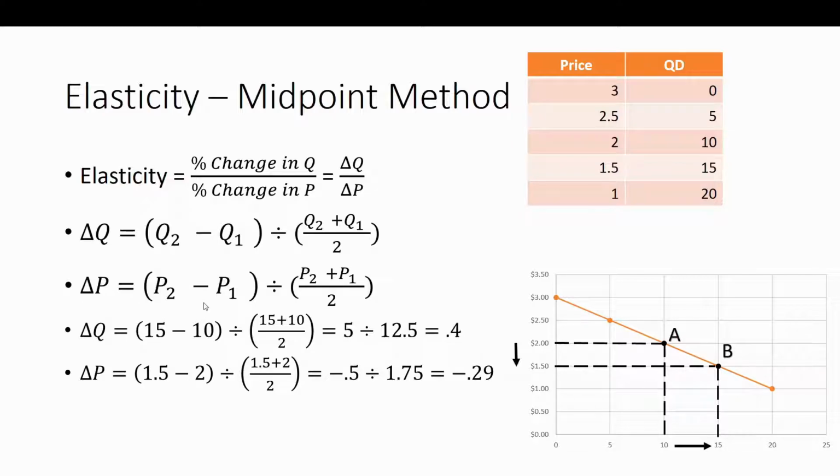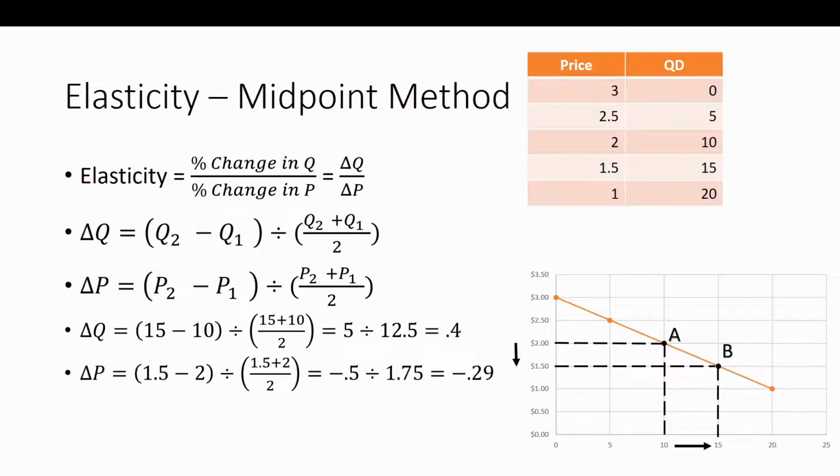Delta P is going to be P2 minus P1 divided by (P2 plus P1) over 2. So this is just the average. We're taking the change, and we're dividing by the average. So our change in P is going to be 1.5 minus 2, right? Down here, we're at point B, $1.50 minus $2. Then we're going to divide that by the midpoint, the average, right? 1.75. Okay, that gives us minus 0.29.